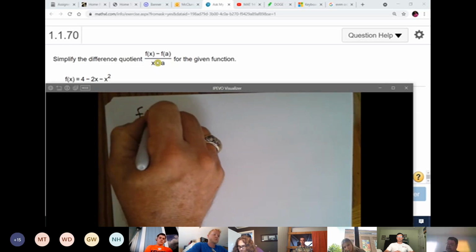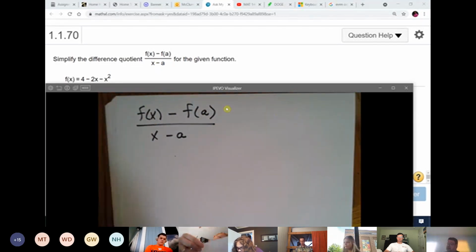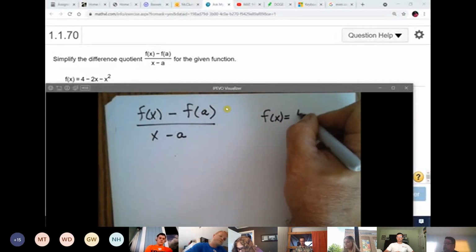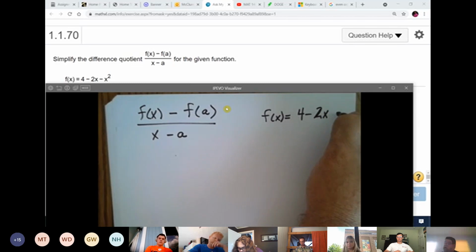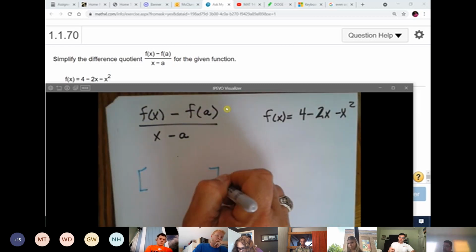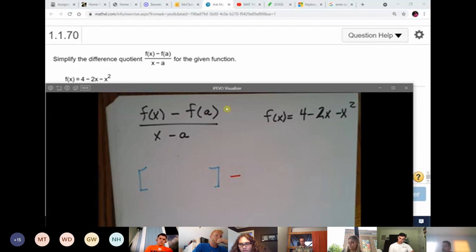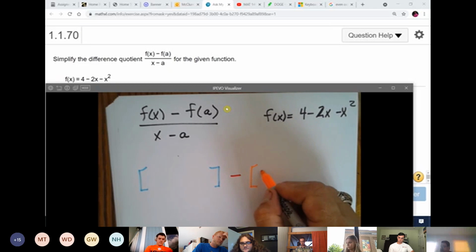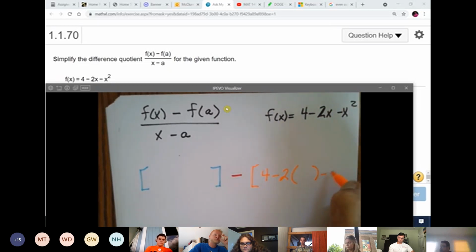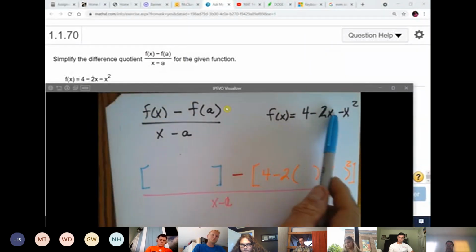So f of x minus f of a over x minus a. And your function is 4 minus 2x minus x squared. First thing I'm going to do is write my blue f of x right here, minus, in red, and my orange, I've got to plug in a big set of parentheses wherever there's an x. 4 minus 2 times parentheses minus parentheses squared over x minus a. The blue, I'm just going to rewrite my f of x, because that's f of x right here. I'm just going to rewrite that.